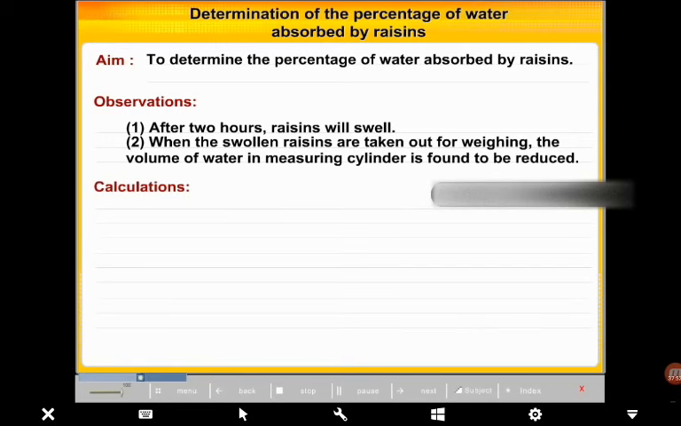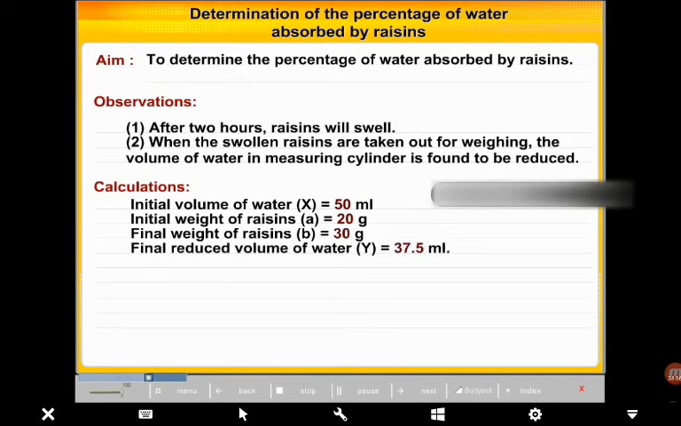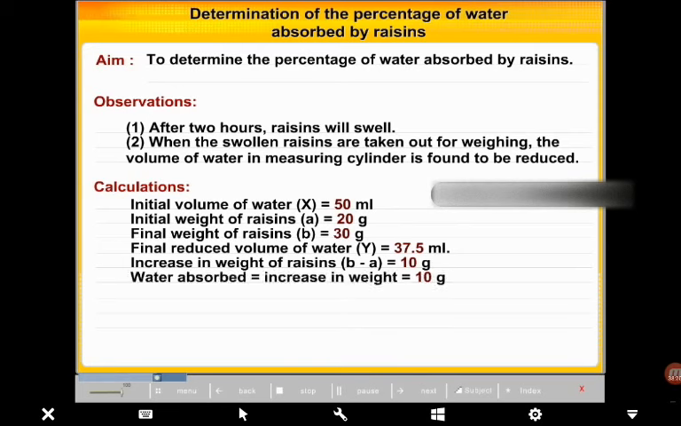Calculations. Initial volume of water X is 50 milliliter. Initial weight of raisins A is 20 grams. Final weight of raisins B is 30 grams. Final reduced volume of water Y is 37.5 milliliter. Increase in weight of raisins, B minus A, is 10 grams. Water absorbed is equal to increase in weight, that is 10 grams. The percentage of water absorbed by raisins is (B minus A) upon A into 100.